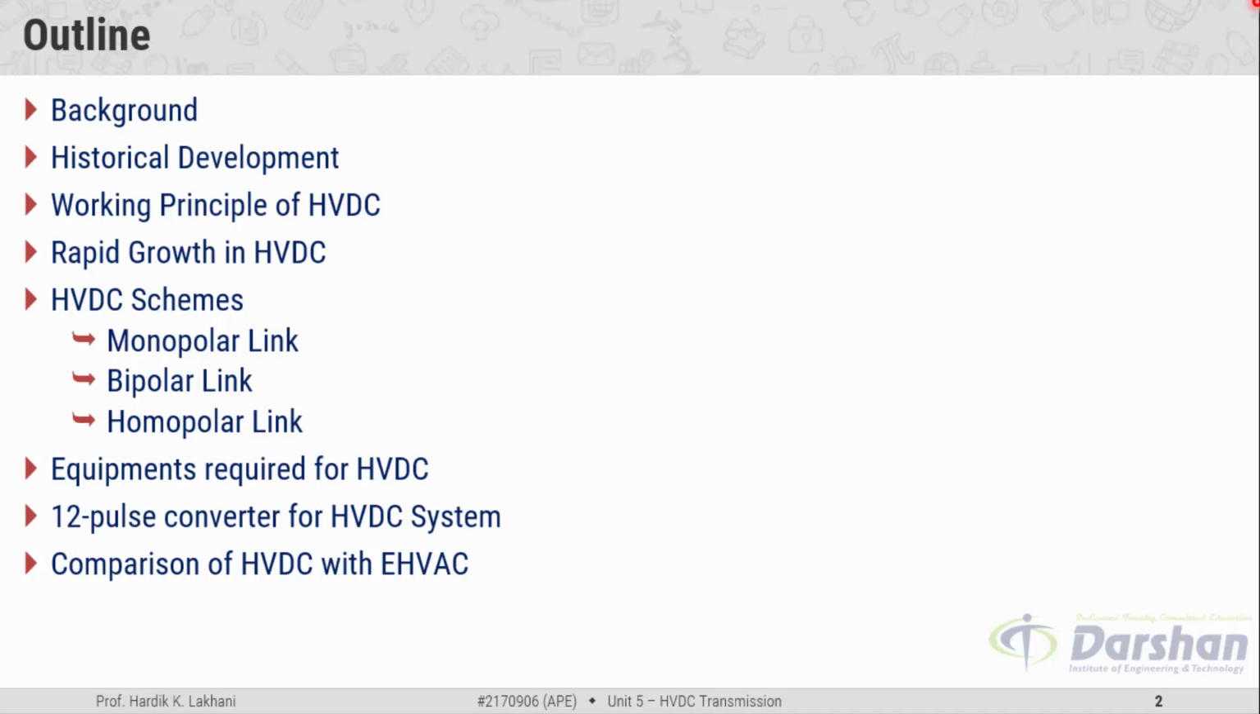After that, the comparison between high voltage DC transmission with the extra high voltage AC transmission system. This comparison will be made based on a number of factors, and we will understand what are the factors based on which we can prefer HVDC over extra high voltage AC transmission system. And at last, the limitations of HVDC technology. So these are the key points of the unit number 5, HVDC transmission.